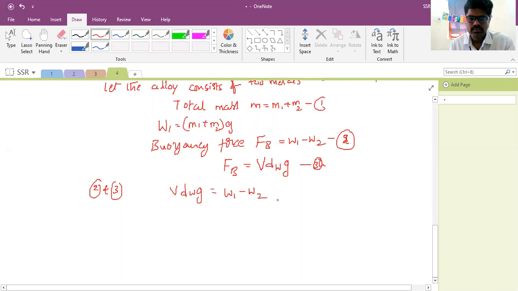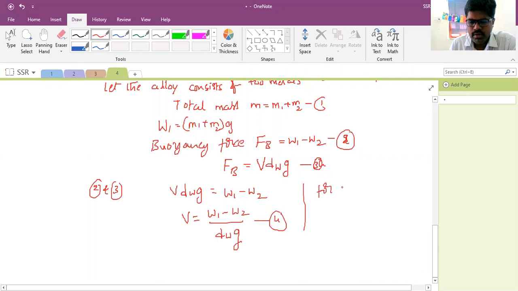So from this we can write V is equal to (W1 minus W2) by dW g, density of water into g. This is equation number 4. But we know already these metals m1 and m2, and their densities we can take as D1 and D2 for the given metals.